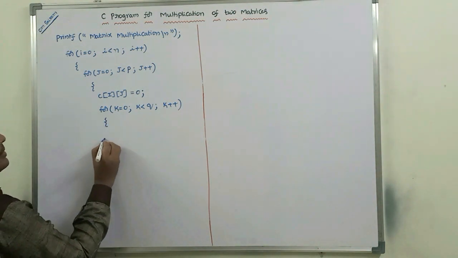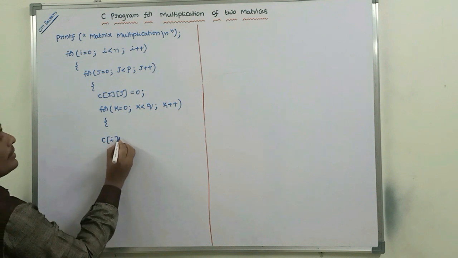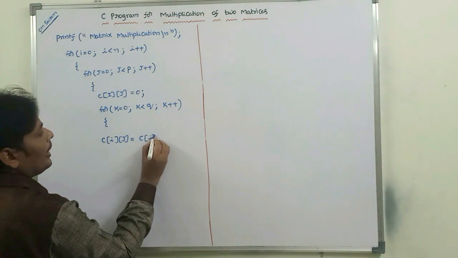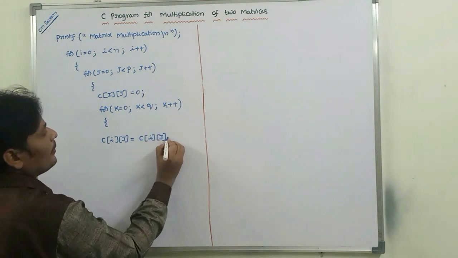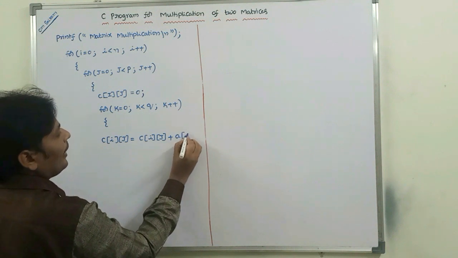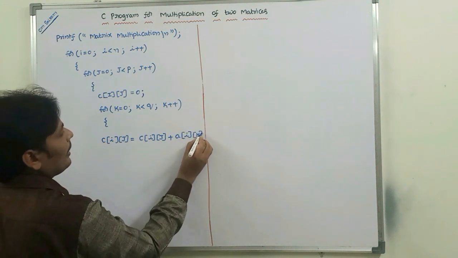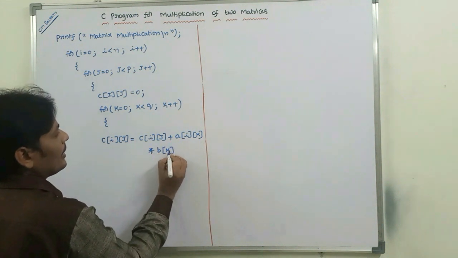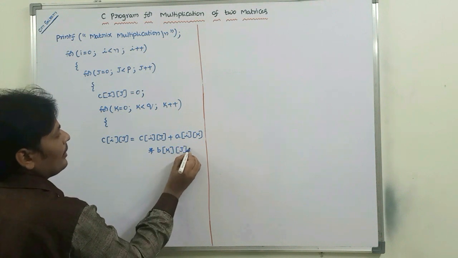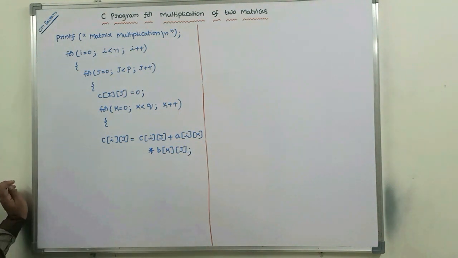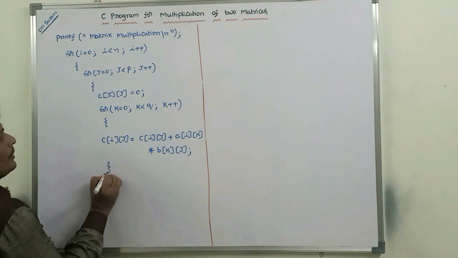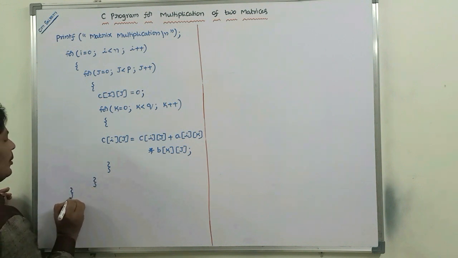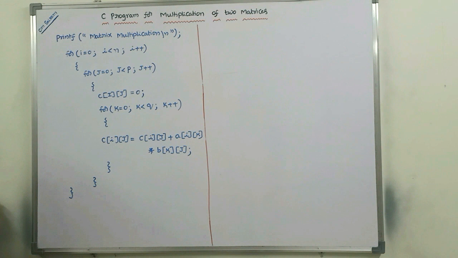Next one, C[i][j] = C[i][j] + A[i][k] * B[k][j]. Then this for loop closes, and this for loop closes, and this for loop closes. Okay. Next one, printf.